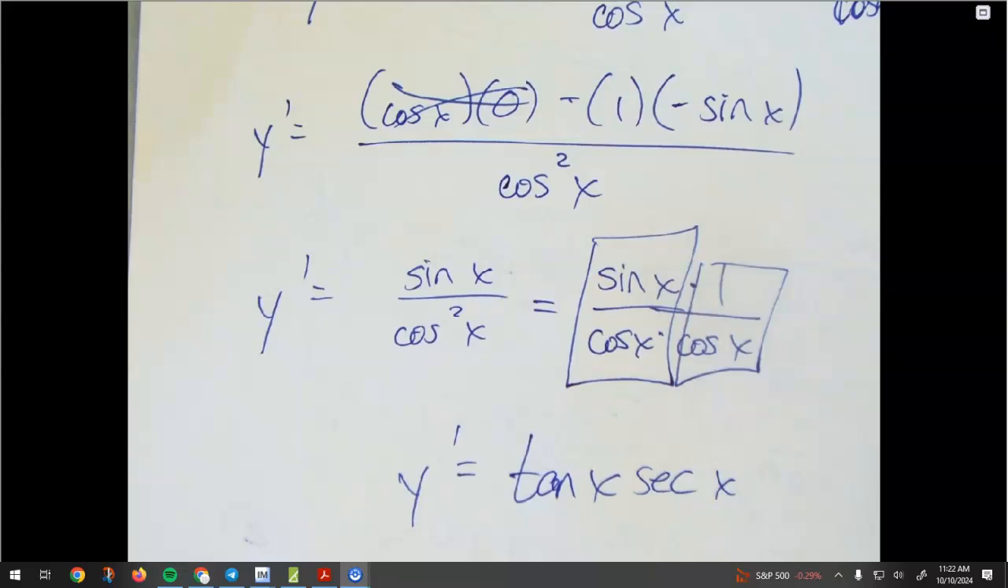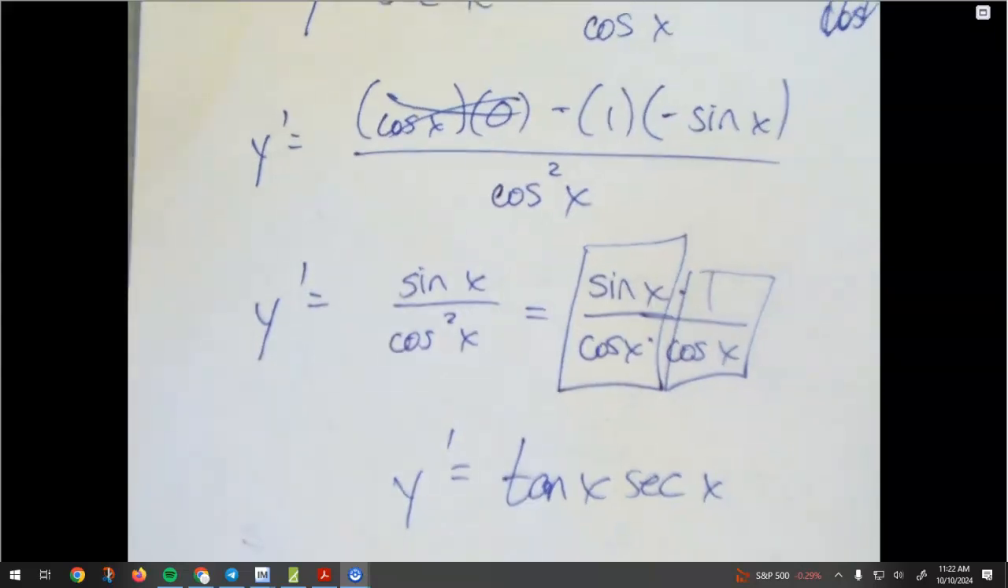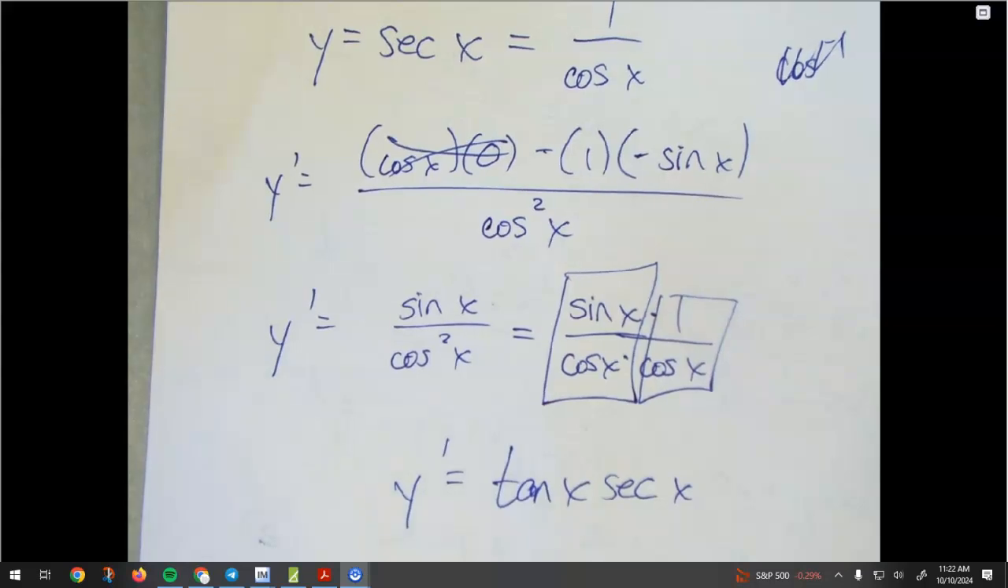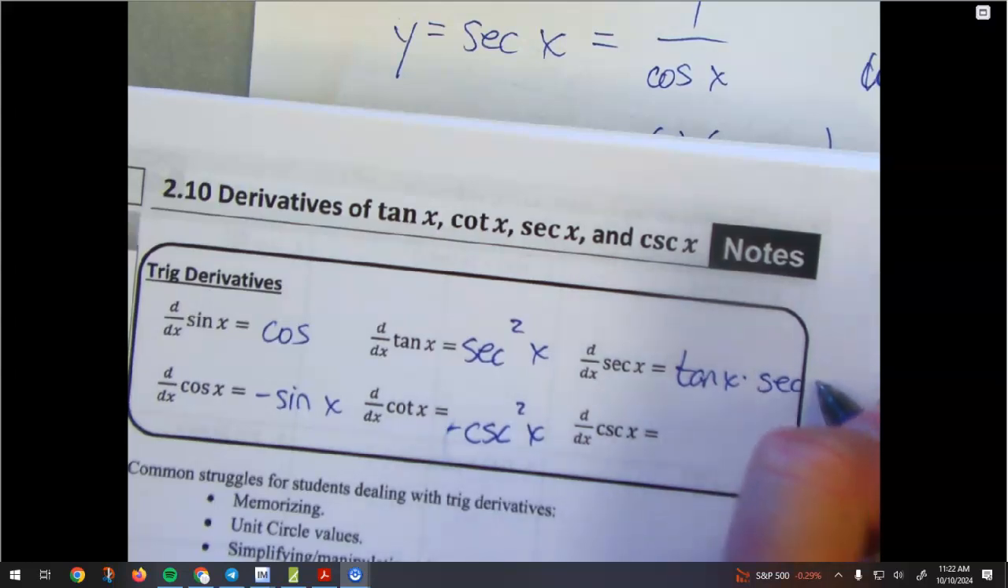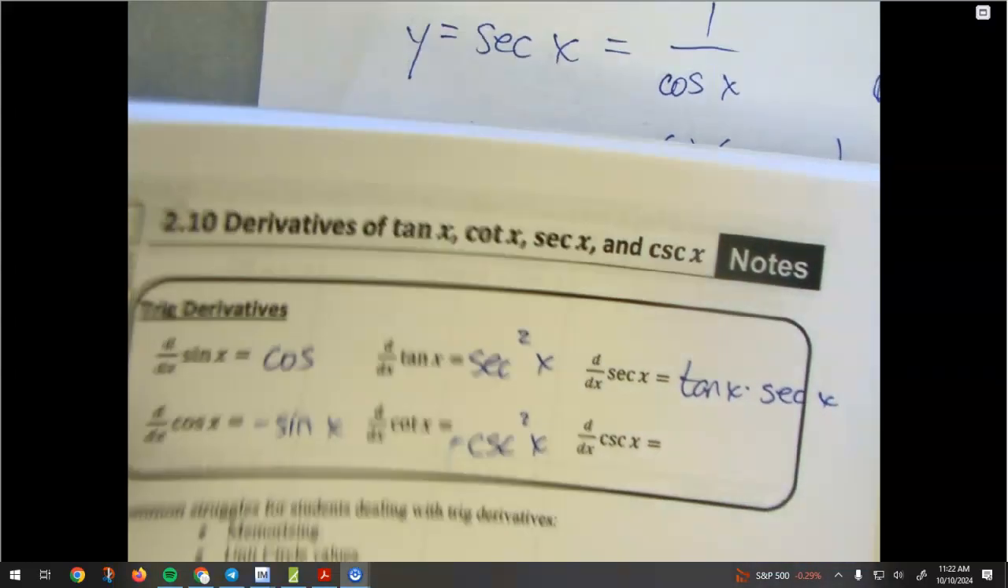So again, most of you are probably just going to memorize it, but it is nice to be like, if I get stuck, I at least have some clue where it came from, and I can maybe find it again. So this is tan sec, or sec tan, it doesn't matter. Just multiply. And then you guys try that with cosecant.